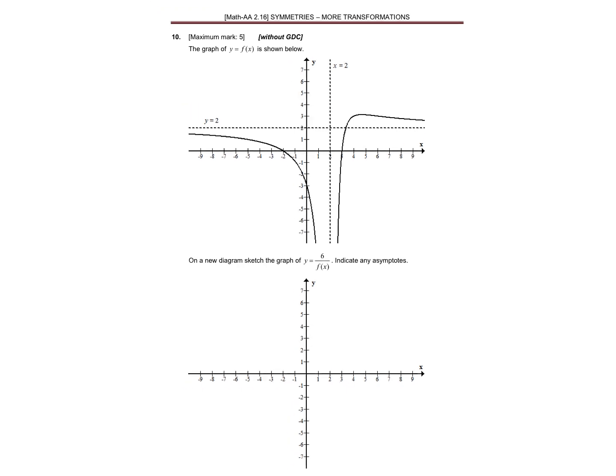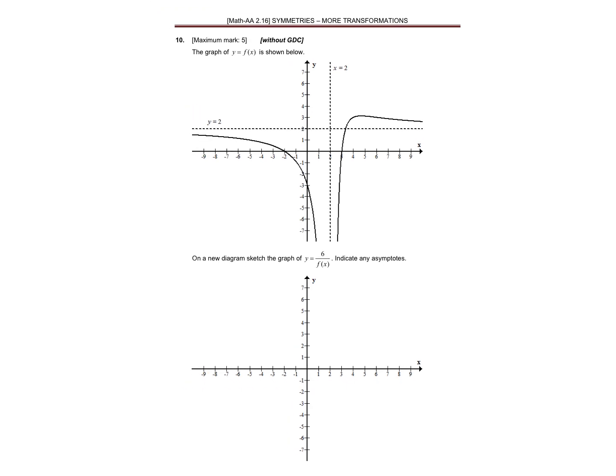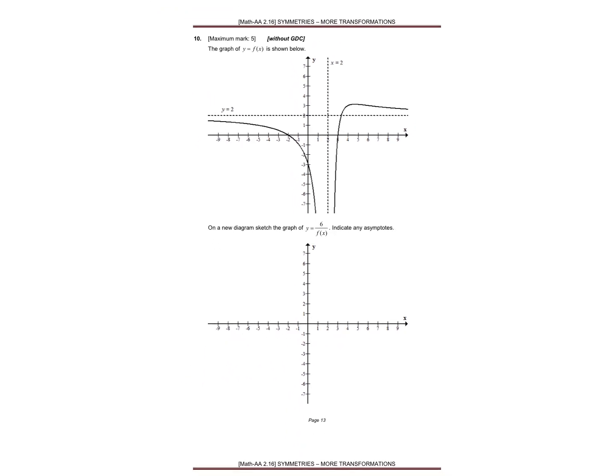So for number 10, we've got f at x here. On a new diagram, sketch the graph of 6 over f at x. Indicate any asymptotes. Okay. So the first thing is that the vertical asymptotes become roots. So at x equals 2, we're going to have a root, and any roots become vertical asymptotes. So we've got at x equals 3, we're going to have a root here. That's a root, so we're going to have an asymptote. And at negative 2, we're going to have an asymptote.